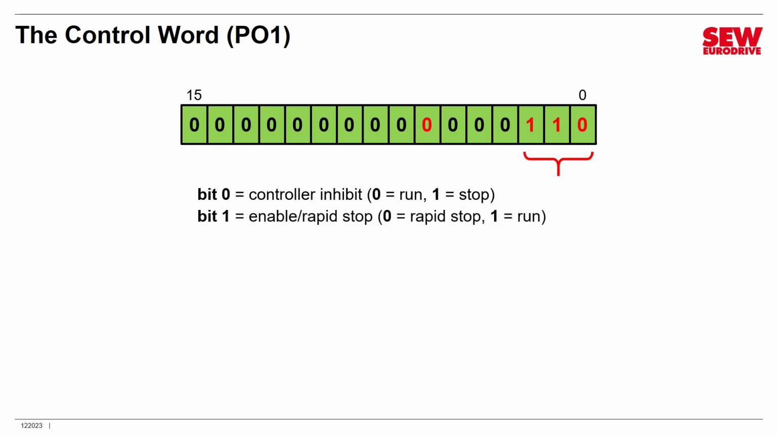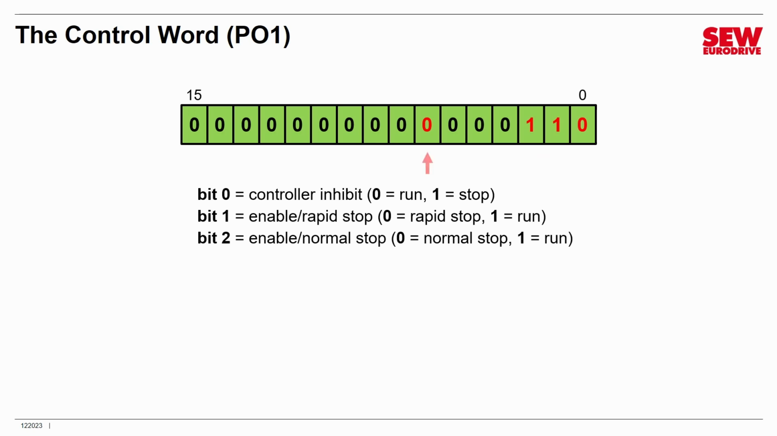Bit 1 is the enable or rapid stop bit. If you want the VFD to run, you have to set it to a 1. And if you want a rapid stop, you change it to a 0. Bit 2 is the enable normal stop bit. If you want to run the VFD, you set it to a 1. And if you want the VFD to do a normal stop, that is a ramped stop, you change it to a 0.